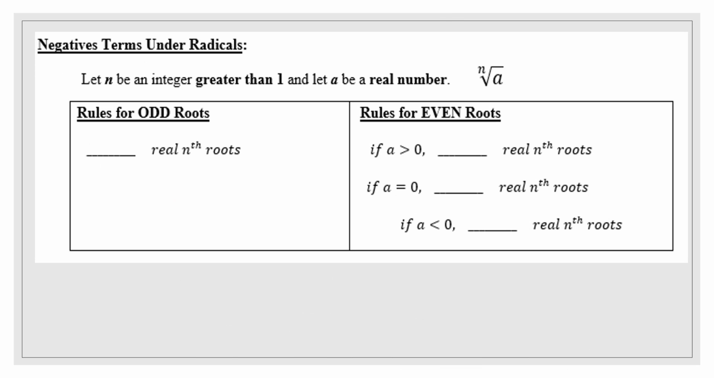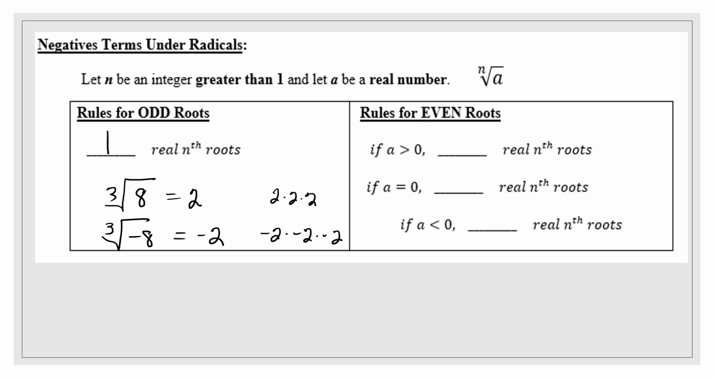We do have some special rules for odd roots, like the cubed root and the 5th root and the 7th root, as well as for even roots. So our odd roots are only going to have one real root. It doesn't matter if I'm taking the cubed root of 8 to give me positive 2, or the cubed root of negative 8 to give me a negative 2, because 2 times 2 times 2 gives me the positive 8, and negative 2 times negative 2 times negative 2 does give me the negative 8.